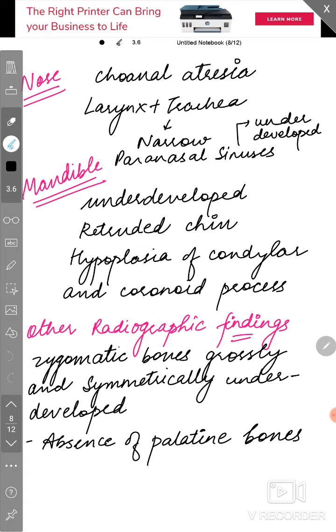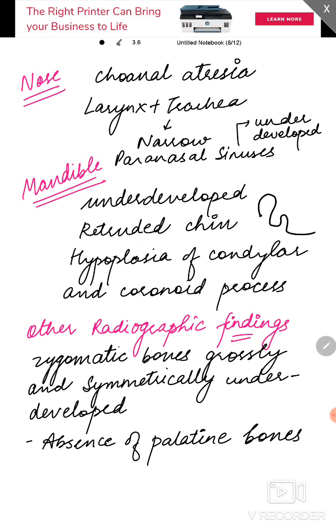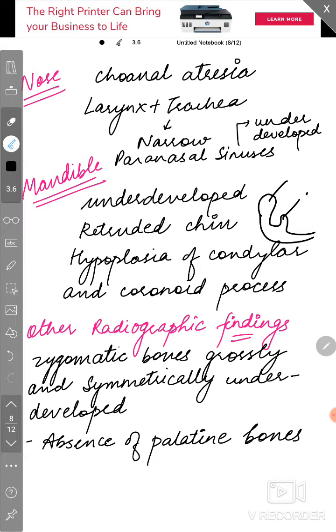ठीक है. तो paranasal sinuses are also underdeveloped because everything like in midface is underdeveloped. So all the bones and everything is underdeveloped. Mandible is underdeveloped. Retruded chin है हमारे पास. Then hypoplasia of condylar and coronoid process of mandible. This is condylar, this is coronoid process of mandible. These are also hypoplastic. बाकी radiographic findings are like zygomatic bones, they are grossly and symmetrically underdeveloped. There can be absence of palatine bones, and rest radiographic findings we already read in these clinical features.